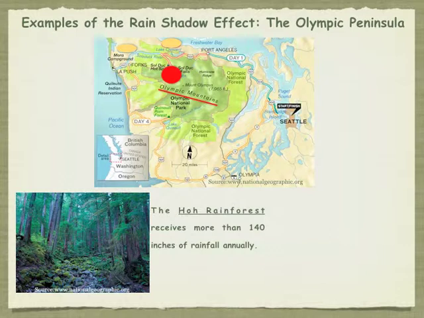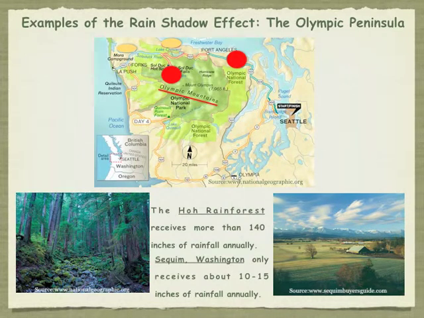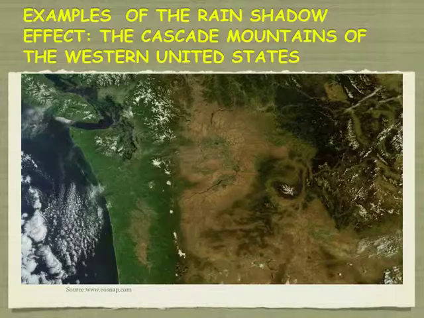In Sequim, Washington, which lies in the rain shadow of the Olympic Mountains, only 10 to 15 inches of precipitation are measured each year. The rain shadow extends to places farther east along the Olympic Peninsula.